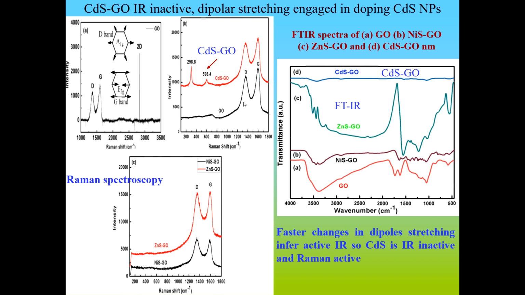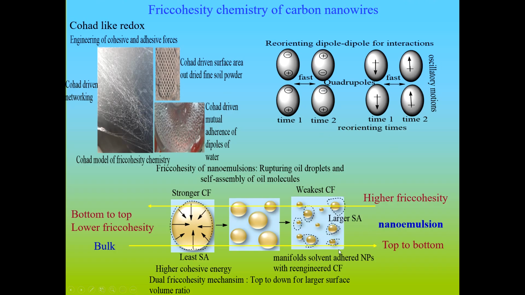So this is a very excellent experiment: the Raman active nanoparticle CdS-doped GO is FTIR inactive. Same thing here, see bottom up and bottom down, bottom to top. See, this here is stronger. It is a top. When it is going through this, then bottom means nanoparticles are developed. Simple thing: nanowire, carbon nanowire.